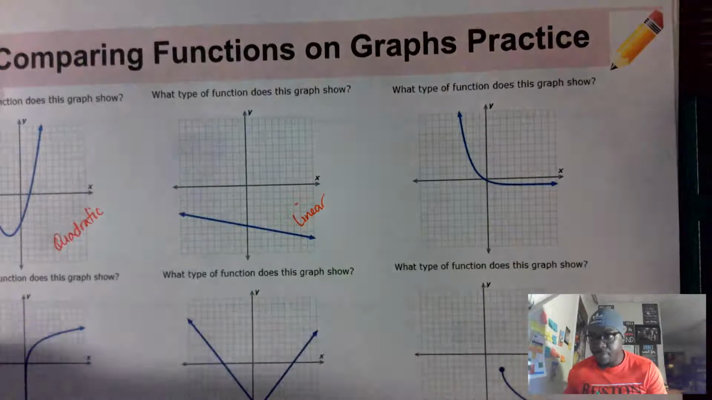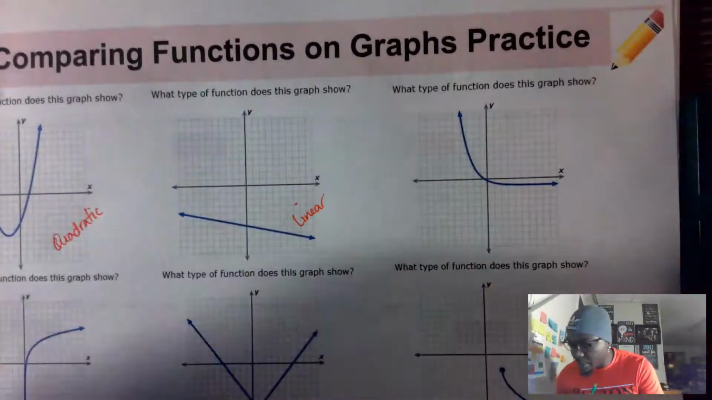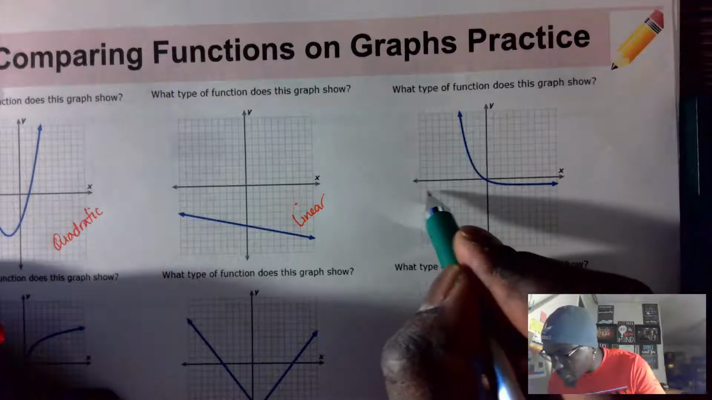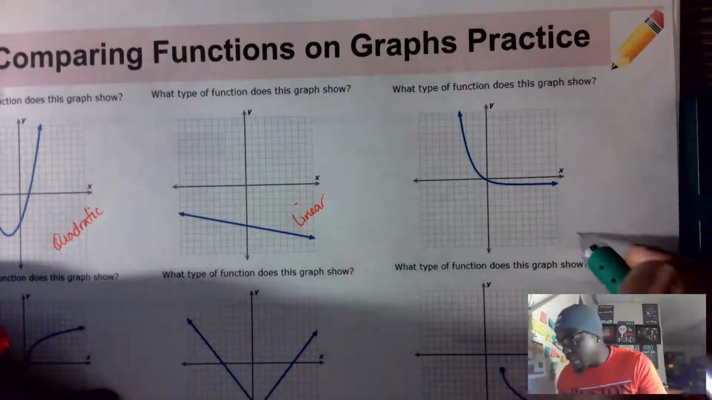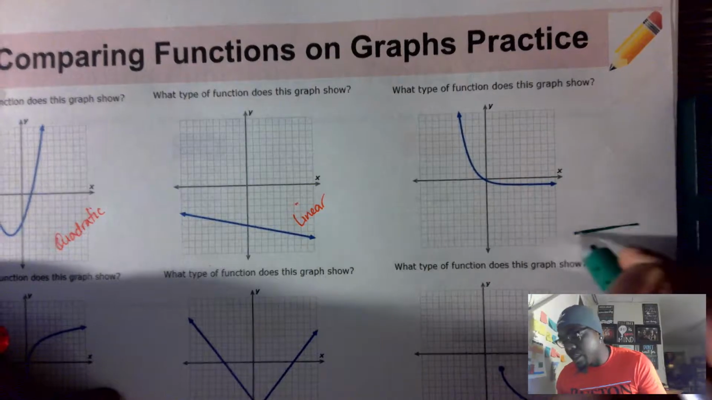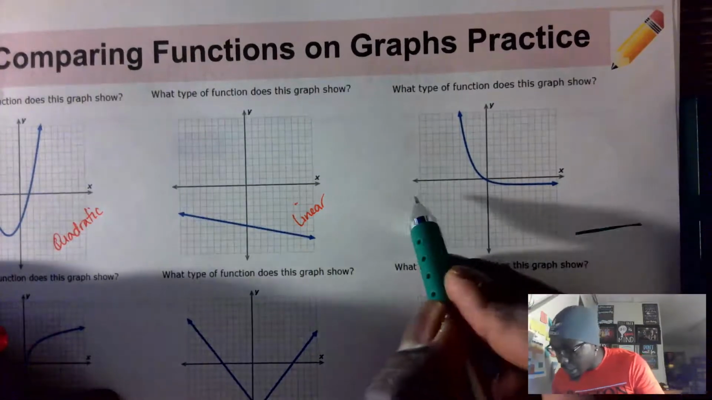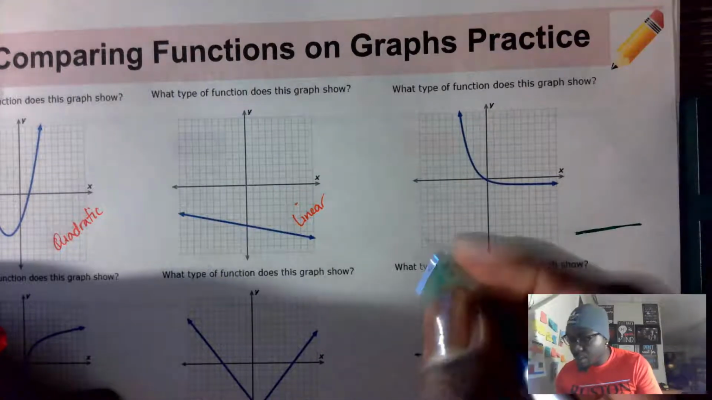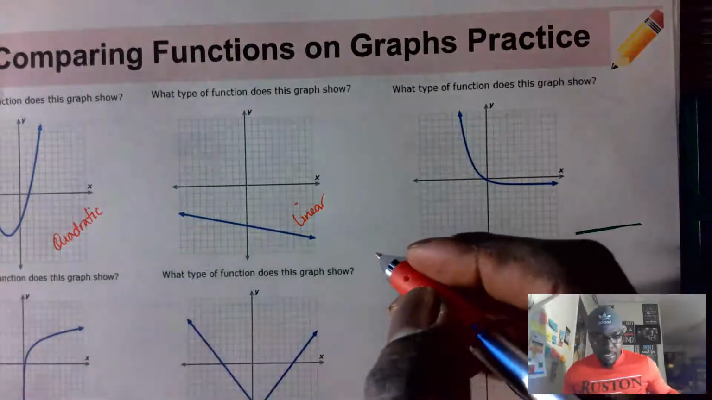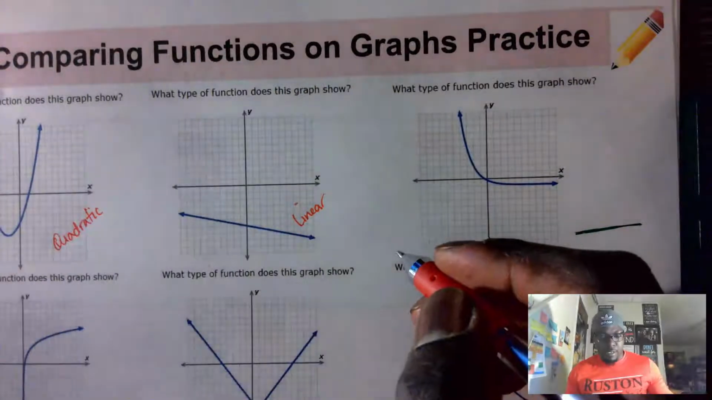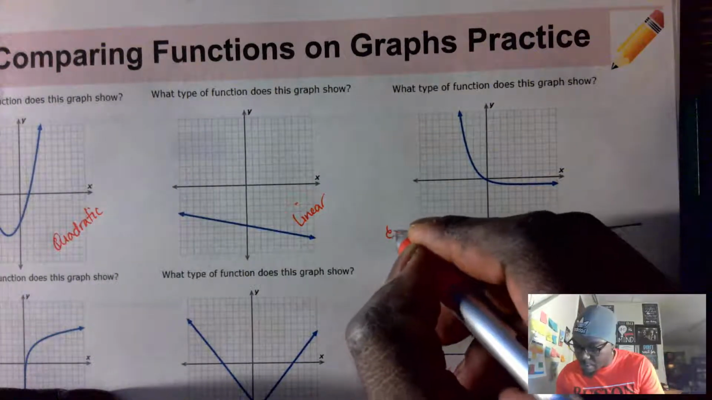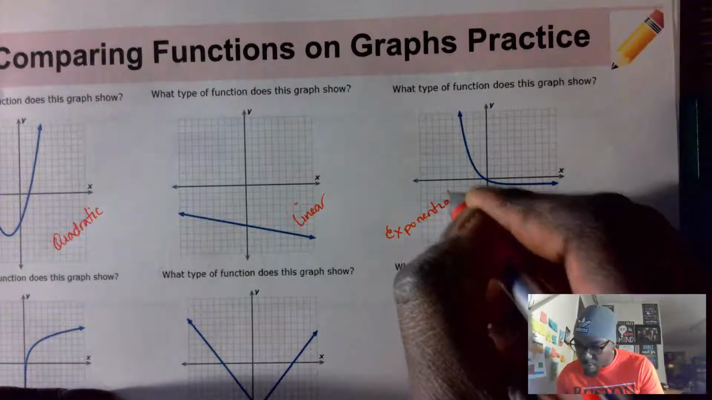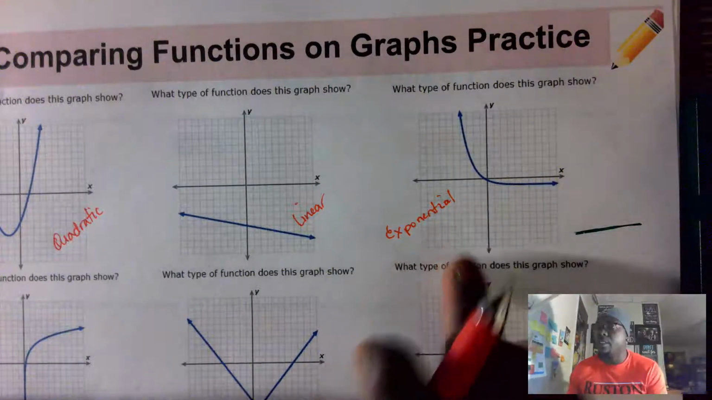On the third one, we realize that this has a horizontal asymptote. Remember, horizontal is this right here. It has a horizontal asymptote. It doesn't touch the line, but it goes towards it. So we know that this is going to be an exponential function.